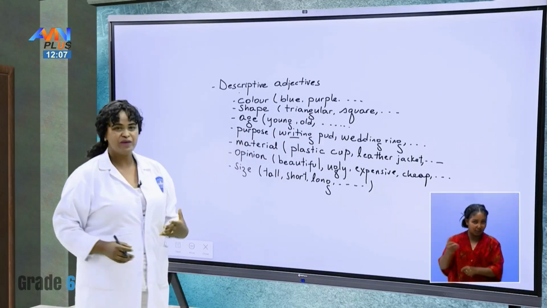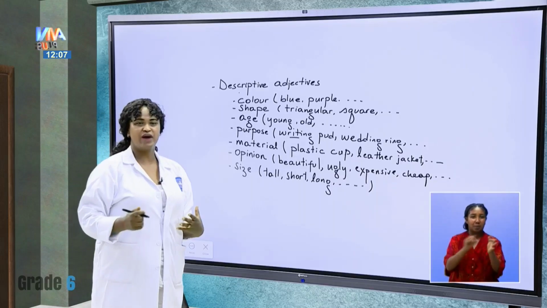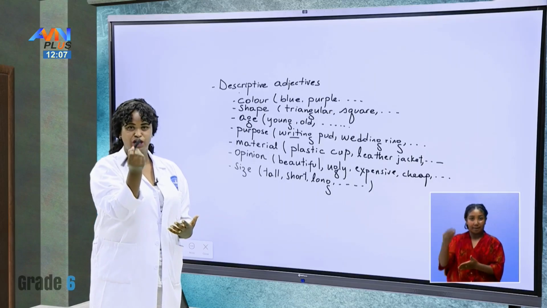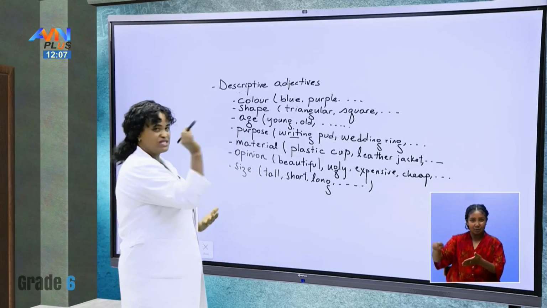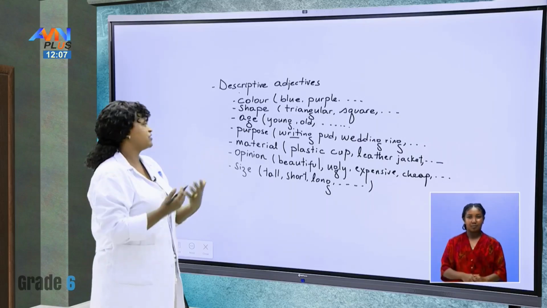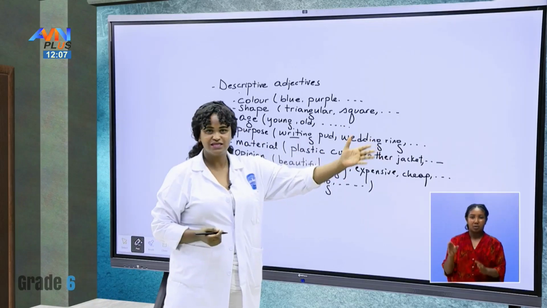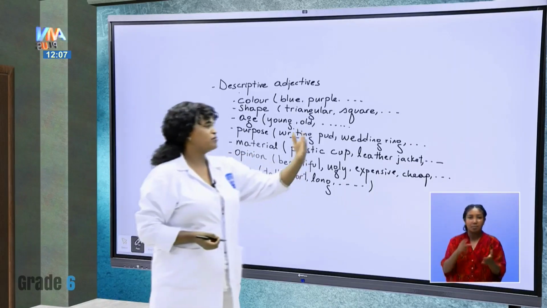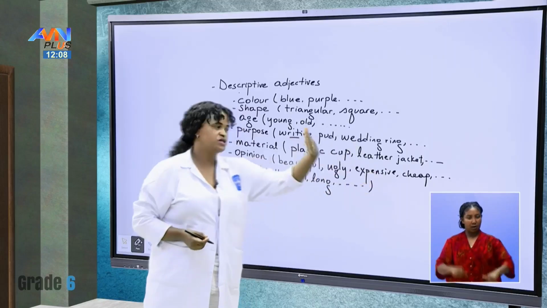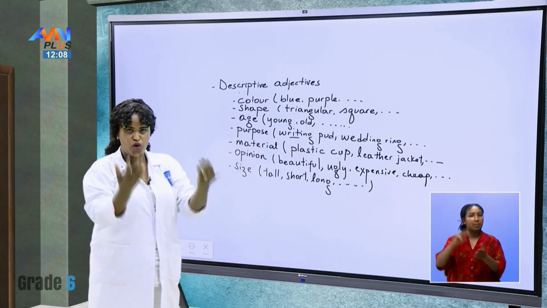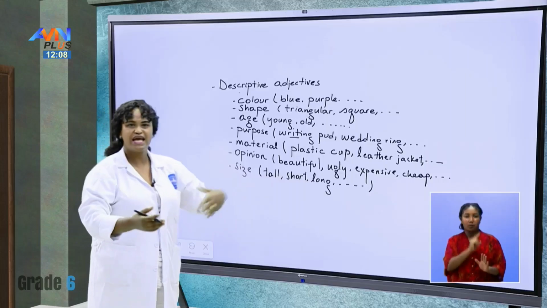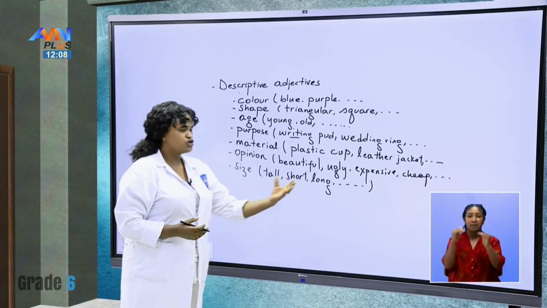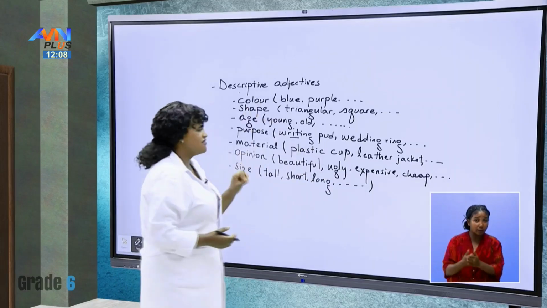The other, purpose, yeah? You describe something by its purpose, yes? For example, this one is what? A writing pen. We used to write on the board with this pen, yeah? Just like that, purpose, writing pad, wedding ring, yes? And material, which means the fabric. Plastic cup, leather jacket, woolen suit, etc. Opinion means your point of view on someone. You can say beautiful, ugly, expensive, cheap, smart, active, passive, etc. And the size, tall, short, long, these are one group of adjectives.